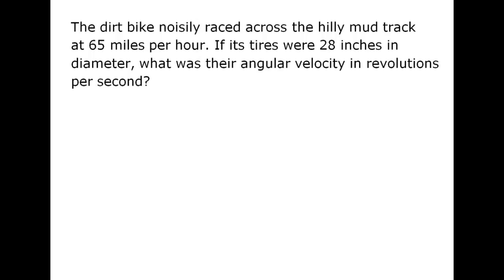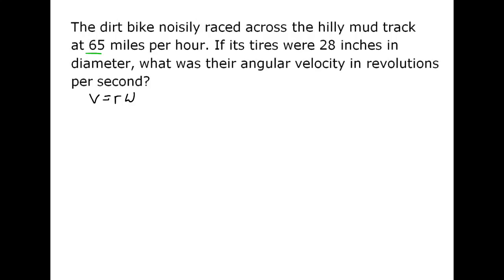The dirt bike noisily raced across the hilly mud track at 65 miles per hour. If its tires were 28 inches in diameter, what was their angular velocity and revolutions per second? So we need V equals R omega. V is linear velocity, R is the radius of the tires, and omega is angular velocity. This equation ties these together.